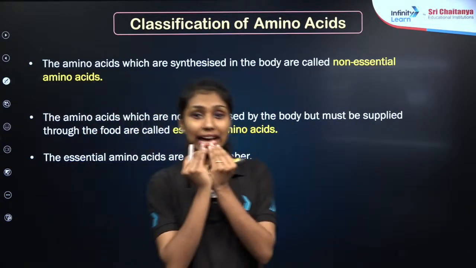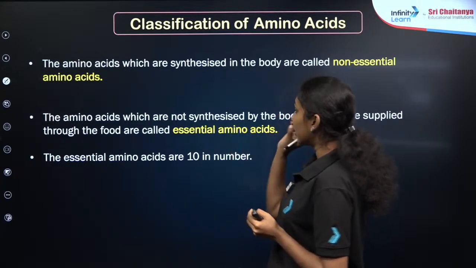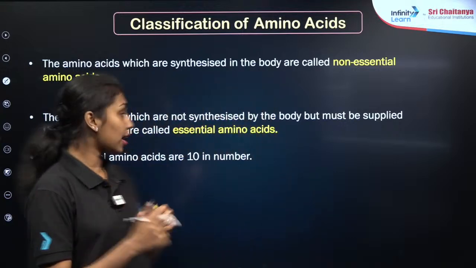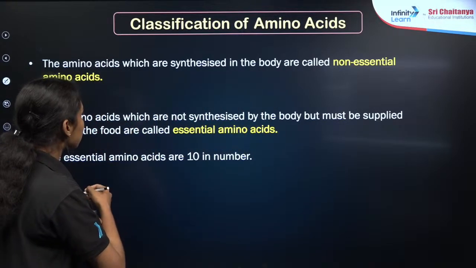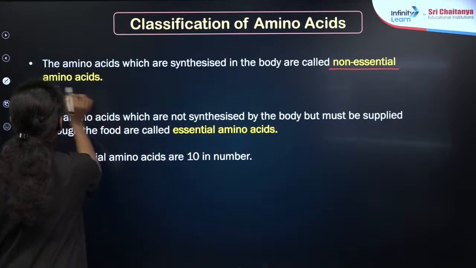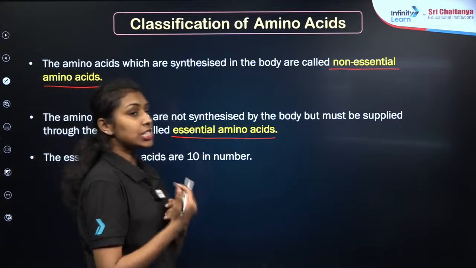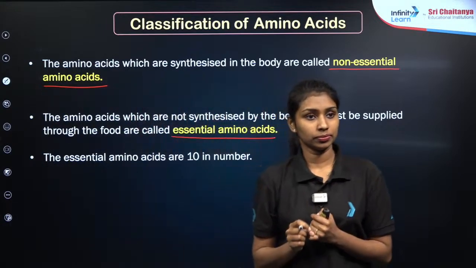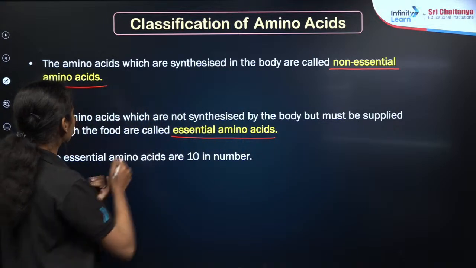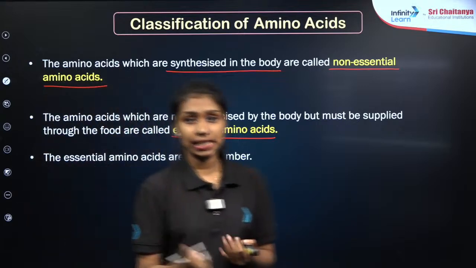Now let me move to another classification of amino acids based on their synthesis. This is a very important classification of amino acids based on the synthesis. There are two types of amino acids, named non-essential amino acids and essential amino acids. What do you mean by non-essential amino acids? These are synthesized by our body itself, synthesized in our body. So these amino acids are known as non-essential amino acids.